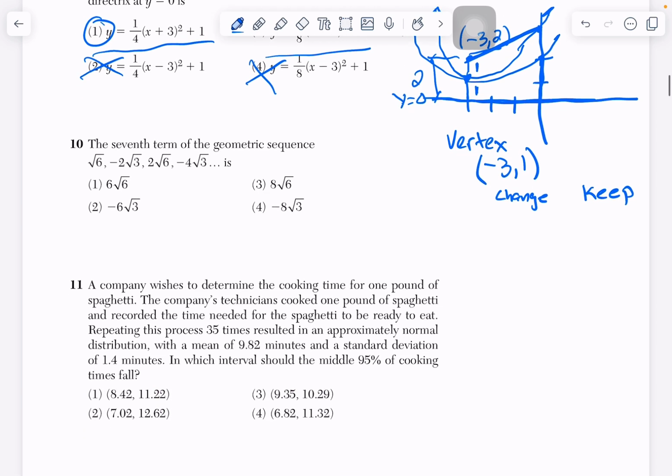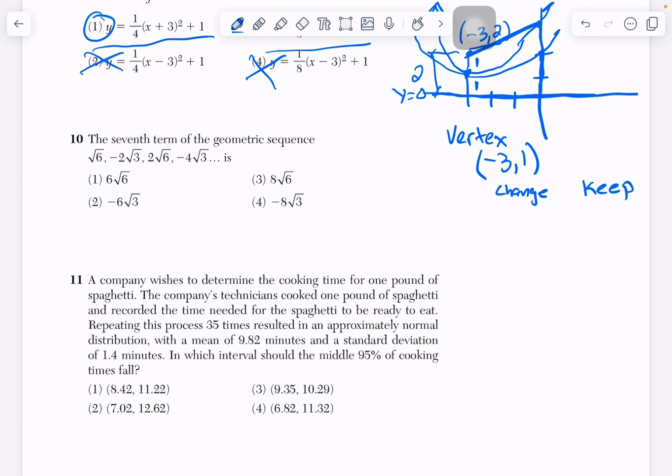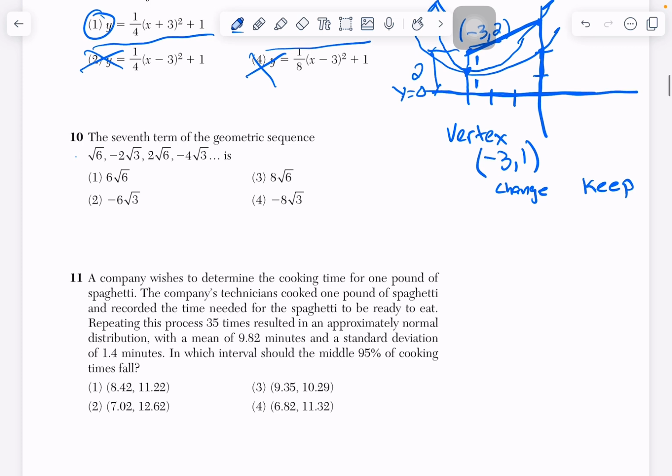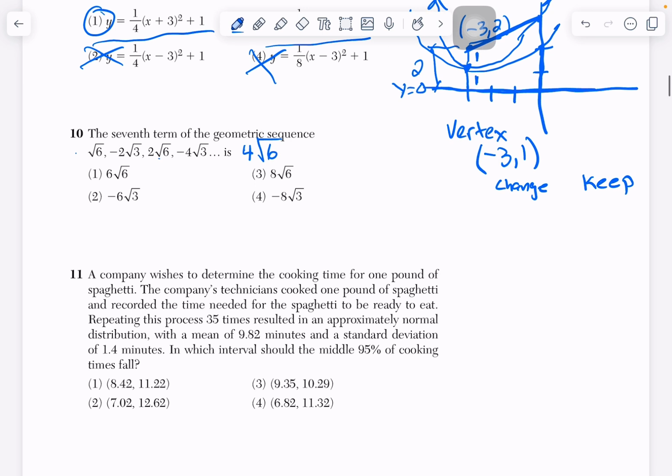Number 10. What I did with this one was I tried to figure the common ratio, and the best I could do was a pattern. This becomes -2, 2, negative, then we multiplied by 2. So this is 1, 2, 3, 4. The fifth one's going to be 4, and then the 3 changes to a 6. So this is 4 square root of 6. Okay, and then it's multiplied by another -2.